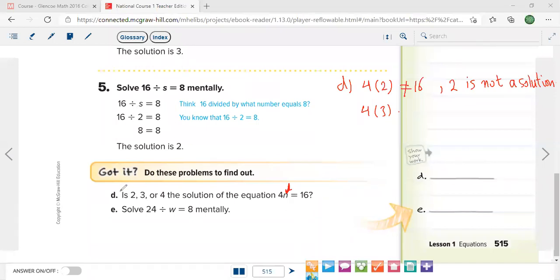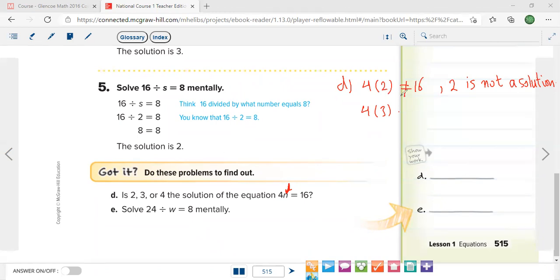Now, in problem D, is 2, 3 or 4 the solution of the equation 4n equals 16? Of course, mentally, you can say that 4n means 4 times n equals 16, so for sure n is 4. Yes, I agree with you. But since I gave you some numbers, you must show me whether each one is a solution or not. So you must try them all.